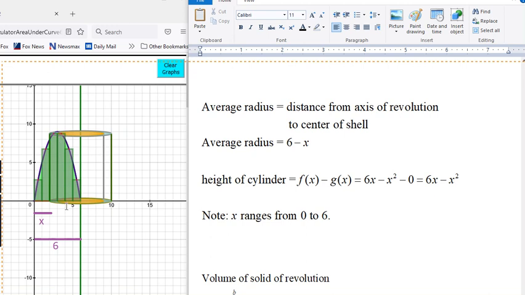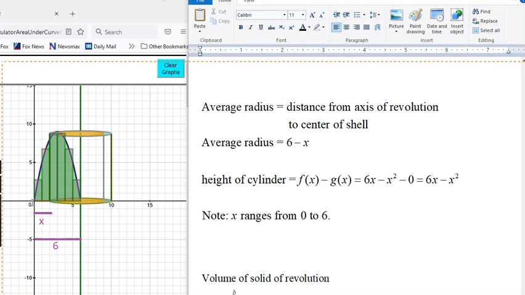The height of the shell will be just f of x minus g of x. The top graph here is 6x minus x squared, and the bottom graph is the g graph, which is y equal to 0. So we have 6x minus x squared minus 0, which is 6x minus x squared. And so one more time, the average radius is 6 minus x, and the height is 6x minus x squared.